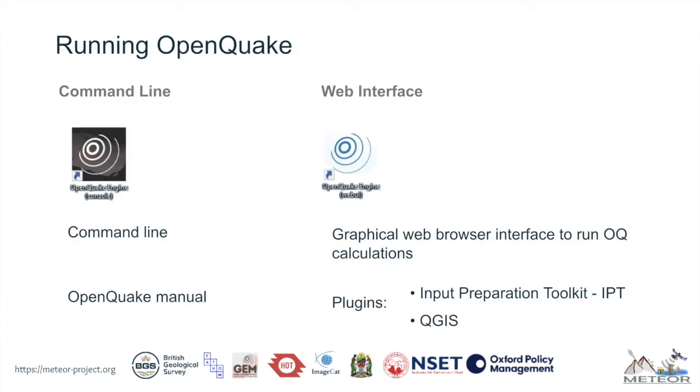Once you have OpenQuake installed, there are 2 ways to run the OpenQuake engine. One way is through the command line, and the second way is through the web user interface or web UI. If you're a Windows or PC user, you might see these desktop items set up once you've installed OpenQuake. If you're a Mac user, then you'll be using the command line. In the first demo, I will show an example running a model through both the web user interface and the command line. In the other demos, I will only be using the web user interface.